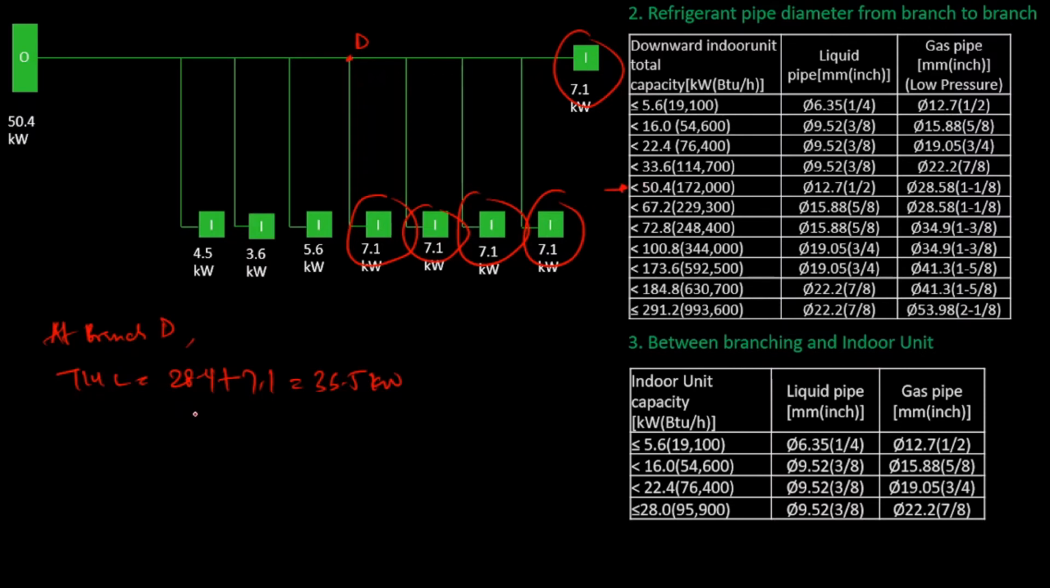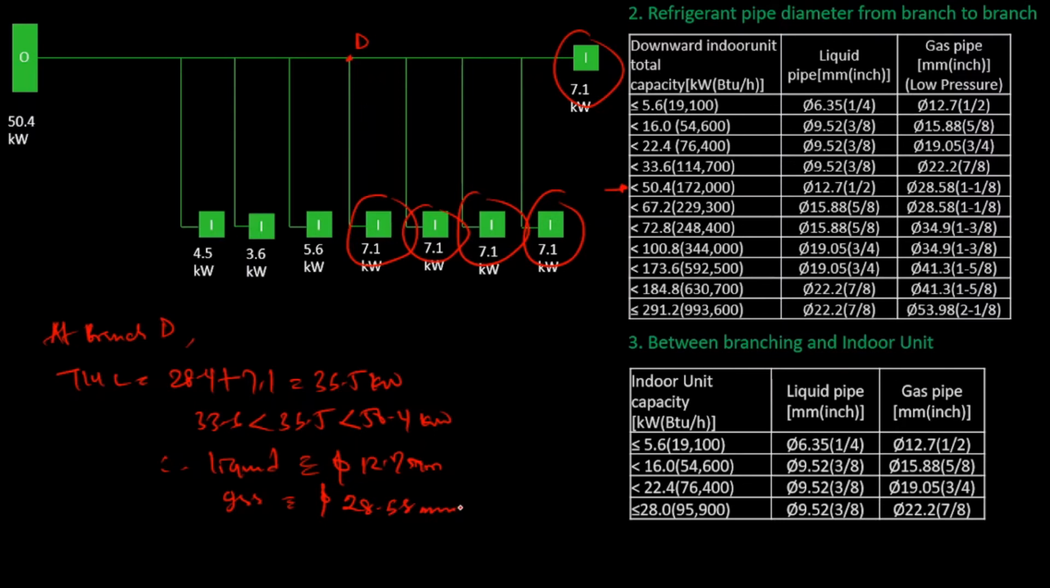That's between 33.6 and 50.4. So say 33.6 is less than 35.5, which is also less than 50.4 kilowatts. Therefore, the right liquid pipe size to use is 12.7 millimeters, while the right gas pipe to use is 28.58 millimeters. Okay, so that's for branch D.